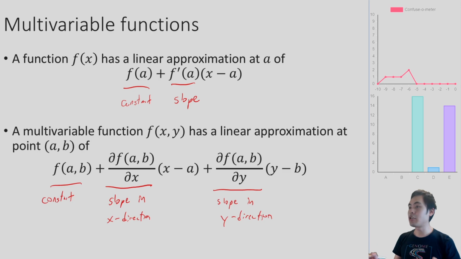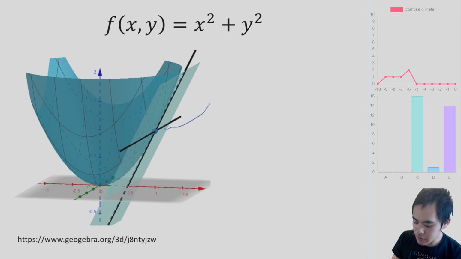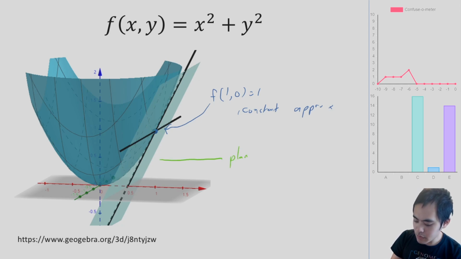And so you can also get a linear approximation of a multivariable function, and that looks something more like this. So you notice that what we have here is a tangent plane. So you have a constant approximation here. So we have f of 1, 0 is equal to 1. So the constant approximation is just the horizontal plane. But a better linear approximation is this tangent plane. So this plane here is the linear approximation.